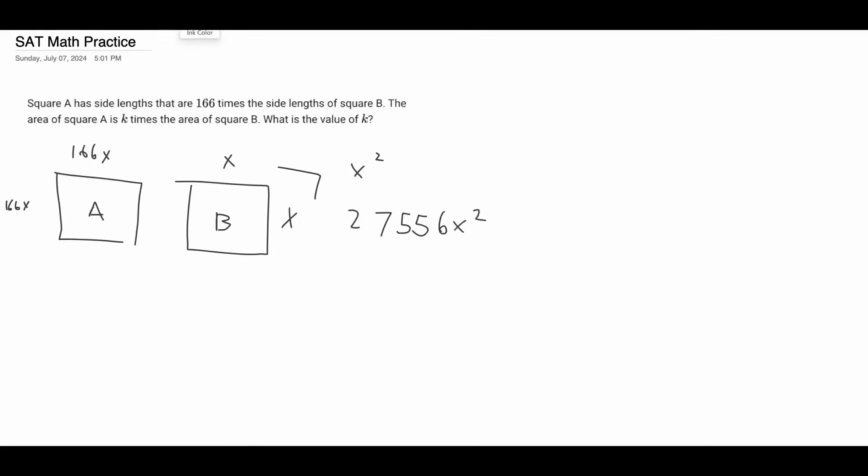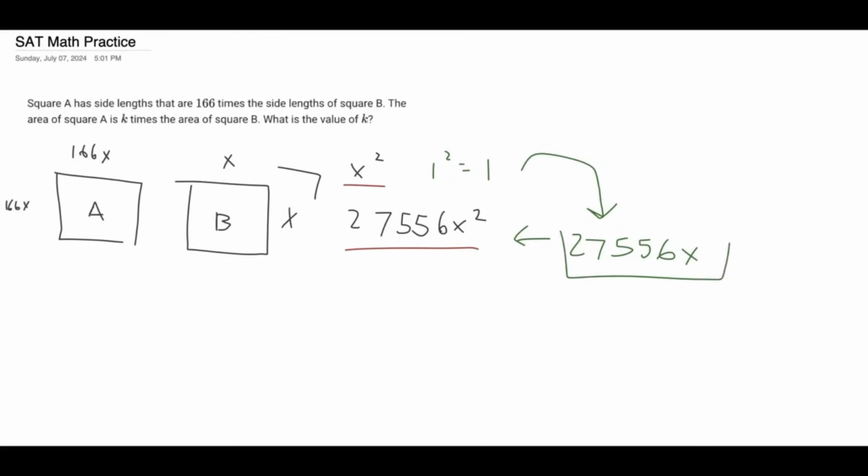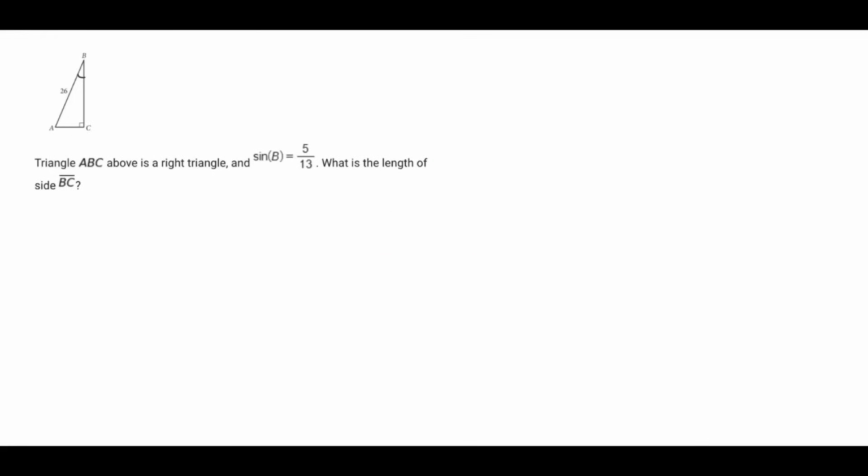All right, so now we want to compare these two numbers, right? Because this is the area of square B, and then the one on the bottom is the area of square A. So how can we compare? Well, we can just plug in a random value for x. So let's say the side length of B was 1, right? So then we would get 1 squared. 1 squared is just 1. And then since 1 squared is 1, then we know for the bottom part, this is just equivalent to 27,556. We can clearly see the relationship here that the area of square A is 27,556 times.